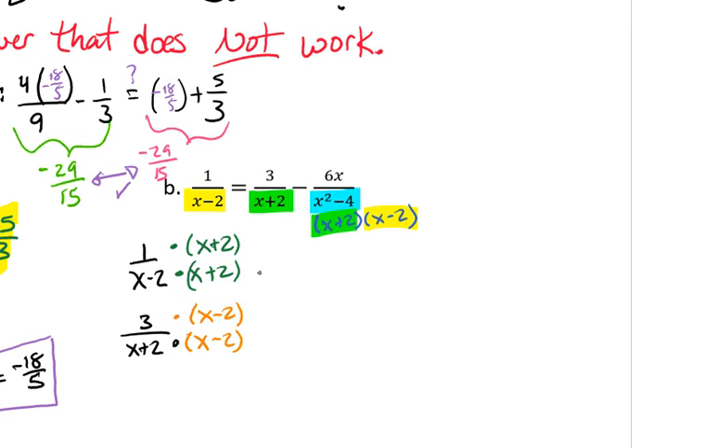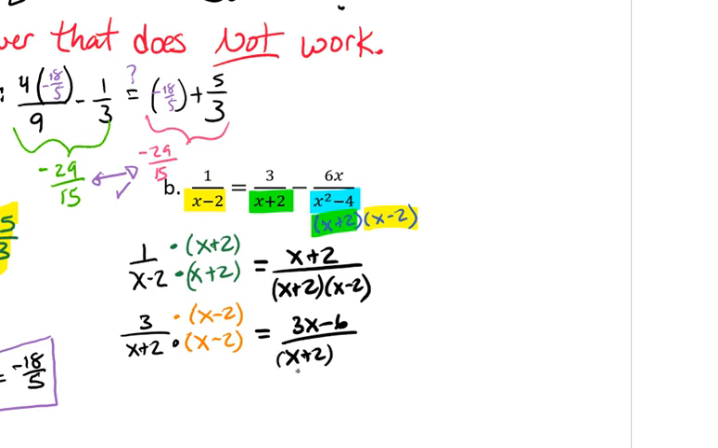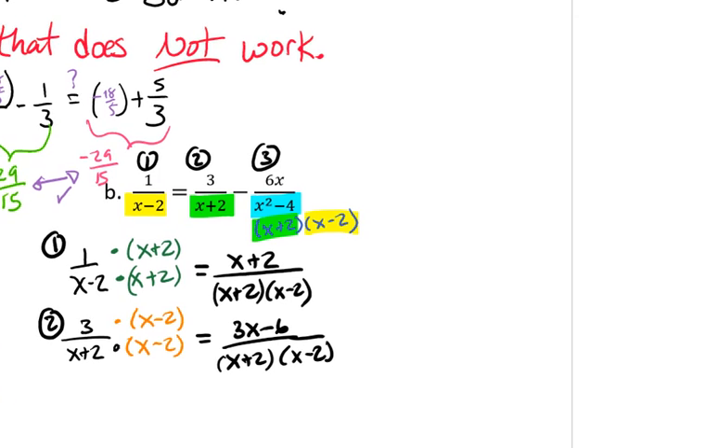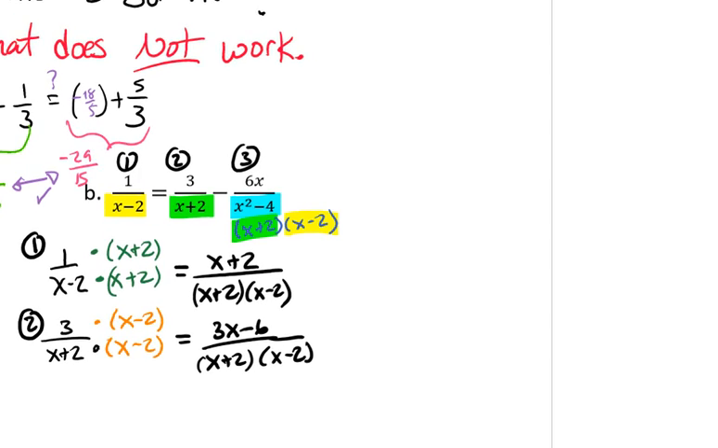Okay, and so that's going to give us an x plus 2 over x plus 2, x minus 2. And that's going to give us a 3x minus 6 over x plus 2, x minus 2. All right, so again, this was equation 1, or fraction 1, fraction 2, fraction 3. So fractions 1 and 2 needed to be fixed. So let's go ahead and put those back.